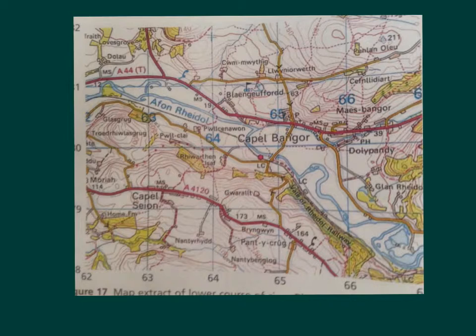How do we know that a floodplain is being formed here? Well, if we look at the contour lines, a complete absence of them around Capel Bangor and down towards the bottom right shows that the river is actually flat, and this is a floodplain, and we will be looking a little bit at what floodplains are and how they're formed in a moment.